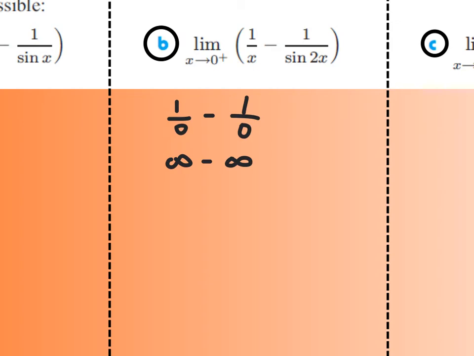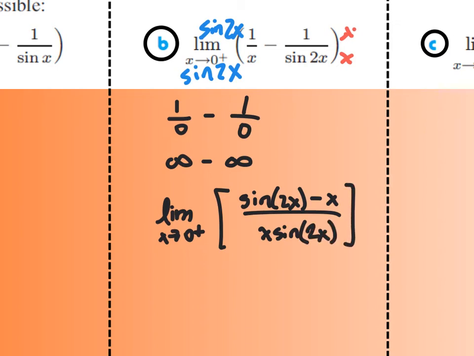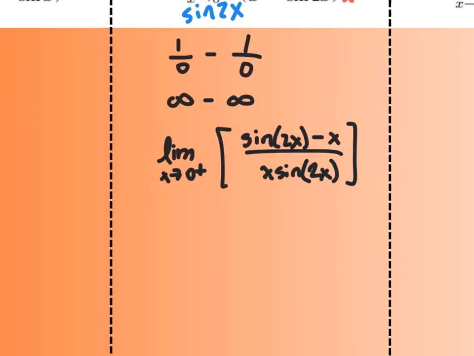Let's get a common denominator. Let's multiply this side by x, top and bottom, and let's multiply this side by sine 2x. And so I would have the limit as x goes to 0 from the right of sine 2x minus x over x sine 2x. Direct substitution of that is going to be no different than what we just got. It's going to be 0 over 0. So let's do L'Hopital's Rule here.